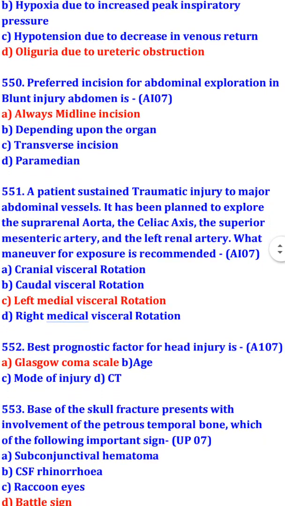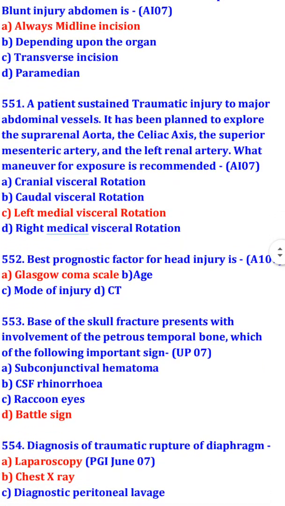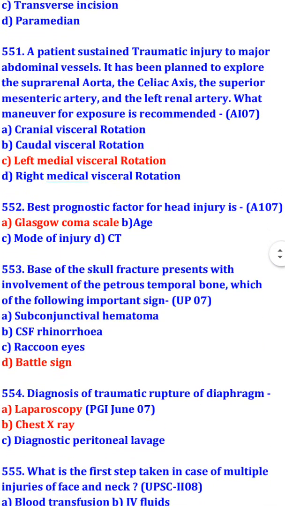A patient sustained traumatic injury. To measure abdominal vessels, it has been planned to explore the suprarenal aorta, the celiac axis, and the superior mesenteric artery and the left renal artery. What maneuver for exposure is recommended? Left medial visceral rotation. Best prognostic factor for head injury is Glasgow coma scale.